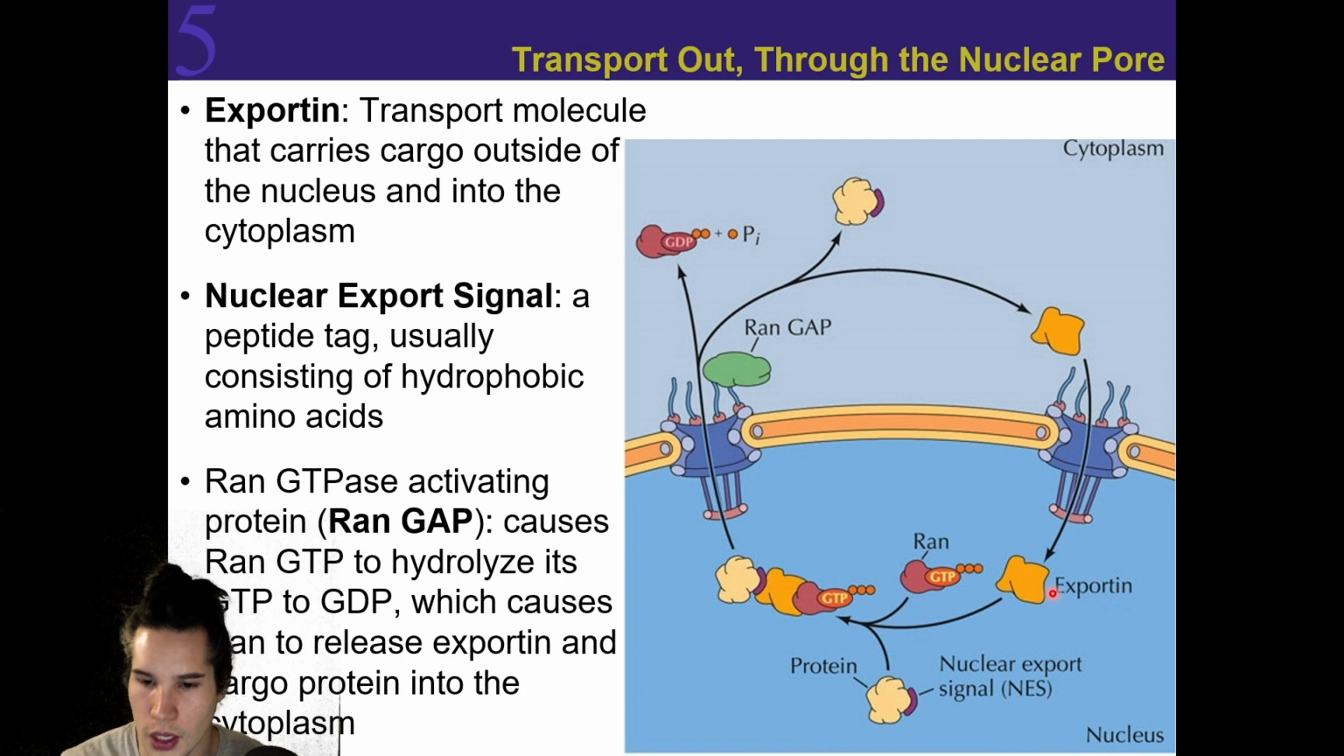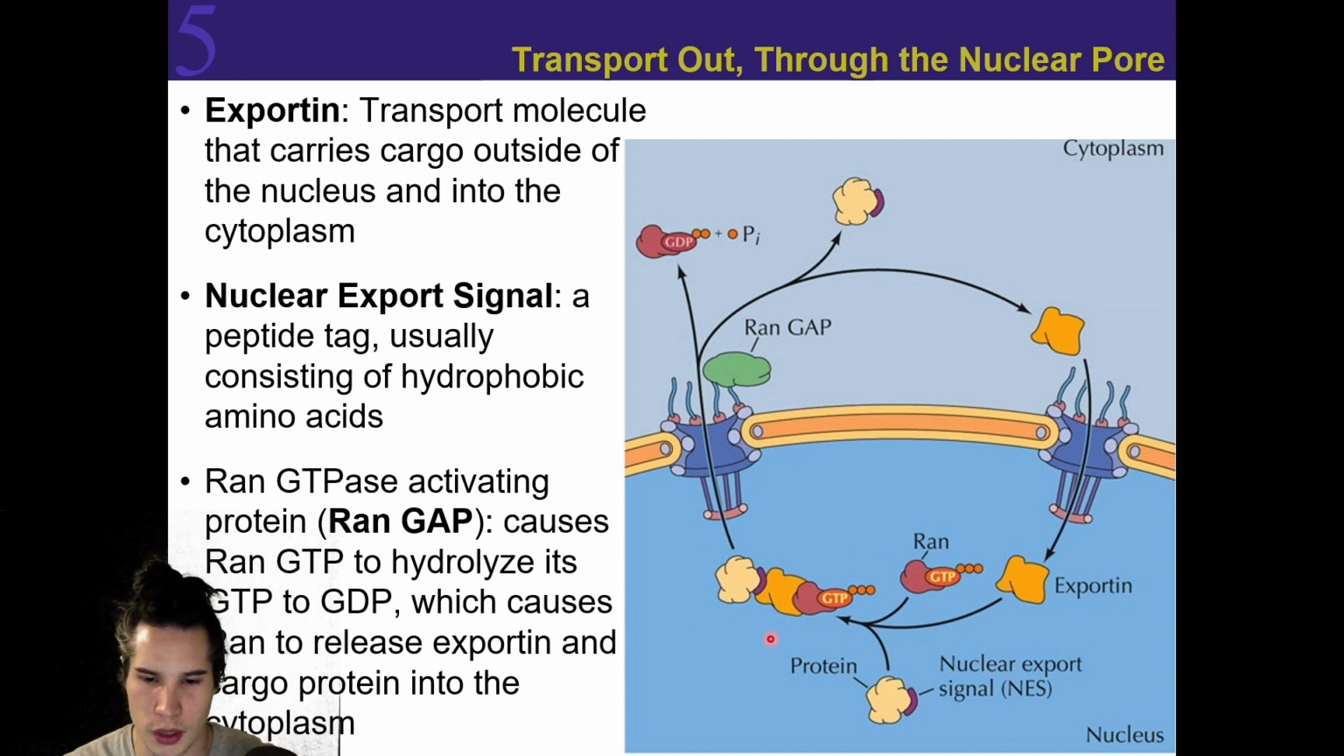All right, so let's go to the mechanism. So exportin, that's going to be an important protein, or you could say molecule, in exporting goods from the nucleus. That has an affinity for the nuclear export signal. Now RAN-GTP, that should look familiar. RAN-GTP is also going to be involved in transporting things out of the nucleus. So let's say you have that protein containing the nuclear export signal. What's going to happen is exportin is going to bind specifically to that nuclear export signal, and then RAN-GTP is going to bind to exportin.